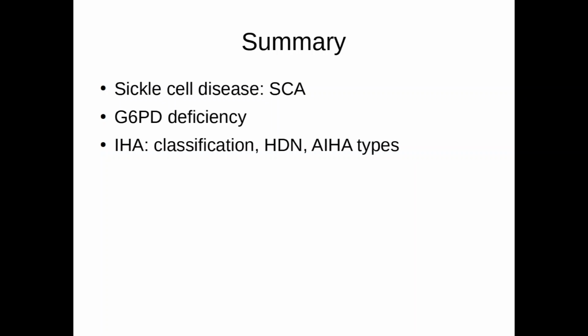Only peripheral smear had some difference between warm type of AIHA and cold type of AIHA. With warm type, because of IgG, shows more of extravascular hemolysis and spherocytes, whereas cold type, because of IgM, shows agglutination in the peripheral smear. Both of these were positive for Coombs test.